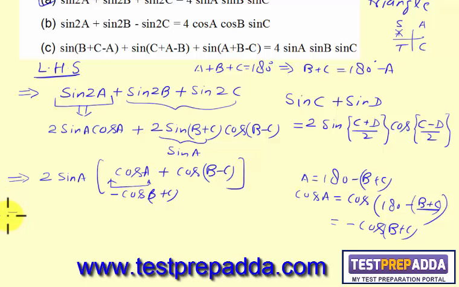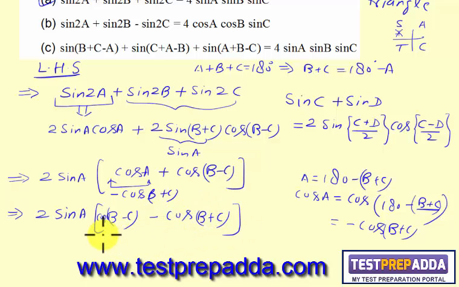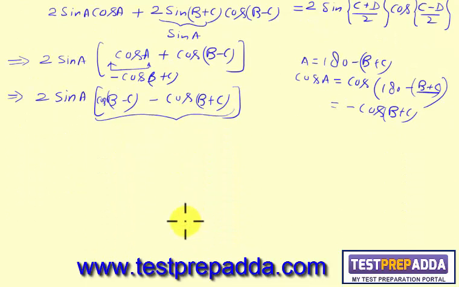Got it? Now, 2 sine A can be written as cos (B minus C) minus cos (B plus C). Again, what will you use? Transformation. We will transform this into a product. Cos C minus cos D. Recall the cos C minus cos D formula.